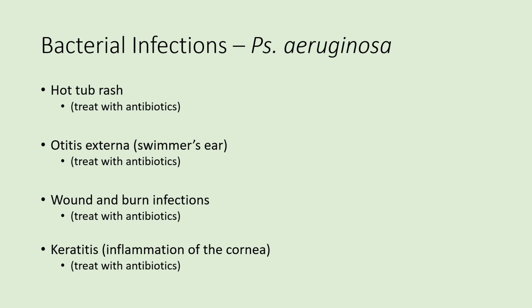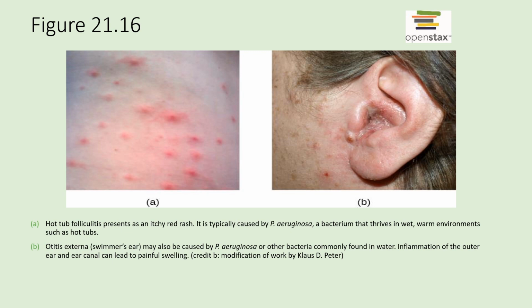And then keratitis, which, as we mentioned earlier, is inflammation of the cornea. Pseudomonas, you can try to treat it with antibiotics. Just be careful because of the drug resistance that seems to be increasing with it. This is the hot tub rash over here on the left, and then swimmer's ear or otitis externa on the right. You can see that there's definitely an infection going on.